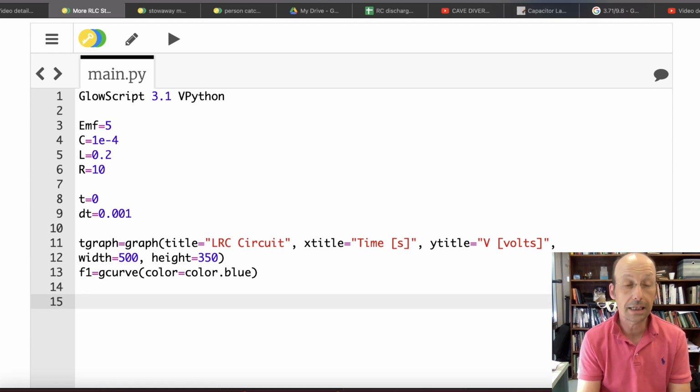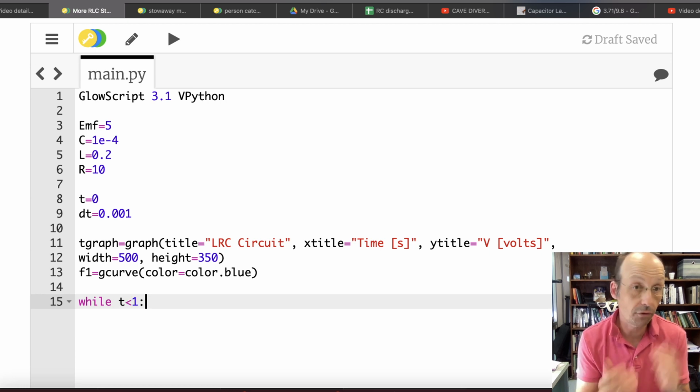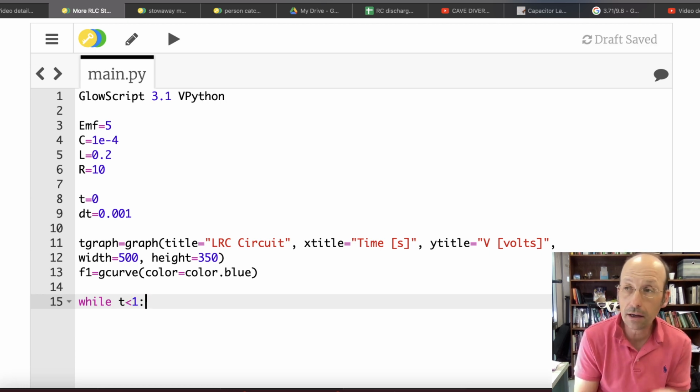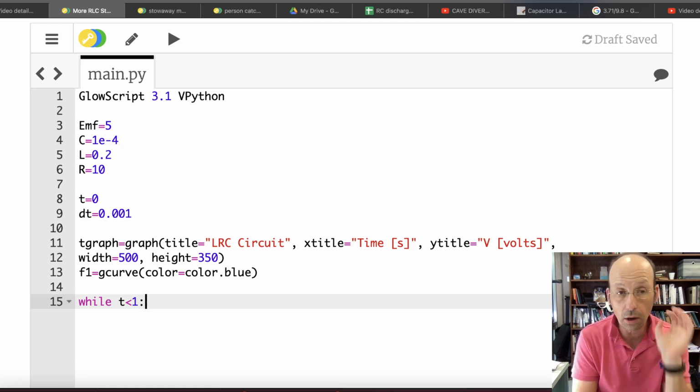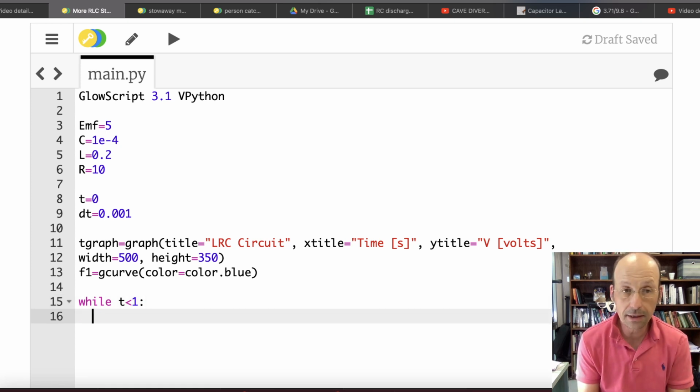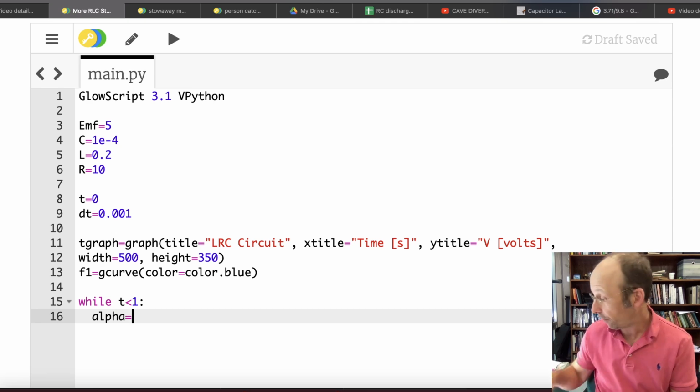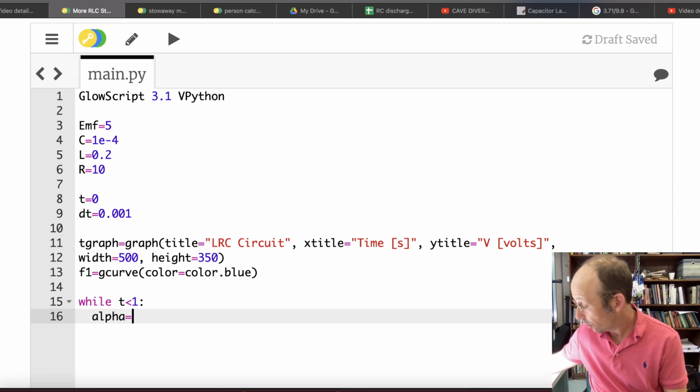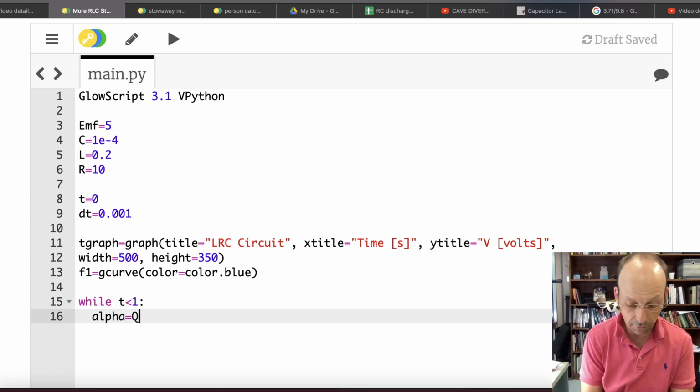Okay, so let's do this. I said I was going to do 1 second time interval. So let's say while t is less than 1. Right, so right now t is at 0. In Python, loops start with a colon. A while loop says do the following after the colon, and anything that's indented is part of the loop. So the first thing I'm going to do is to calculate alpha. Just like I said, so alpha, I'm looking at my sheet, is Q divided by L times C.